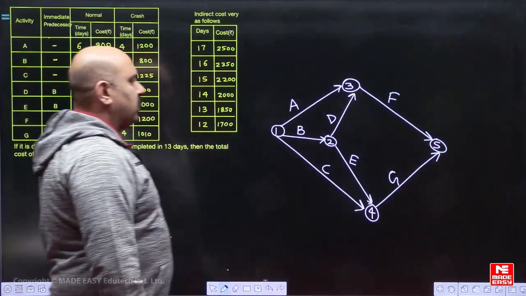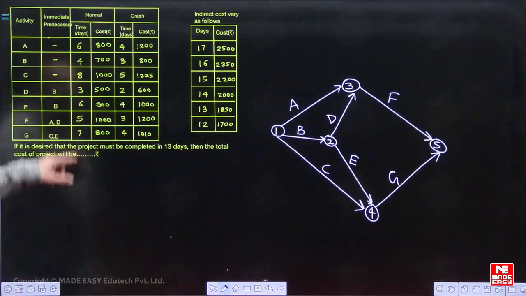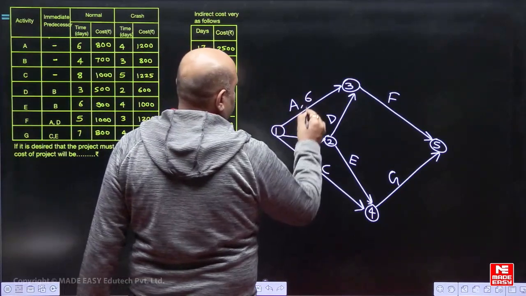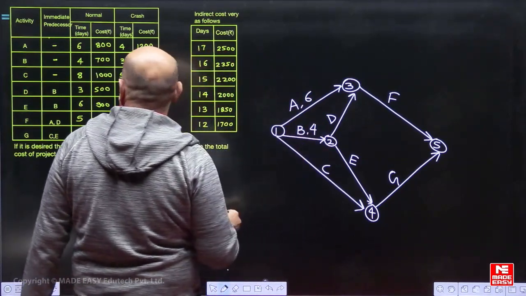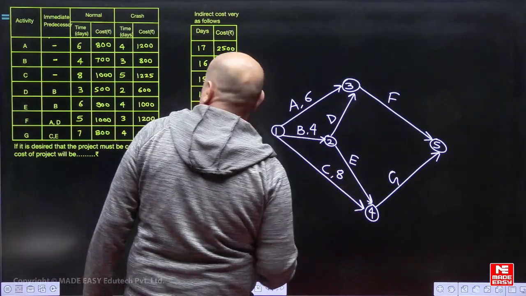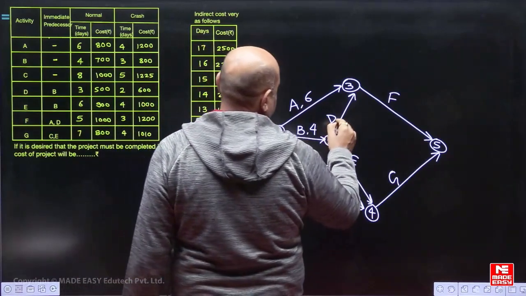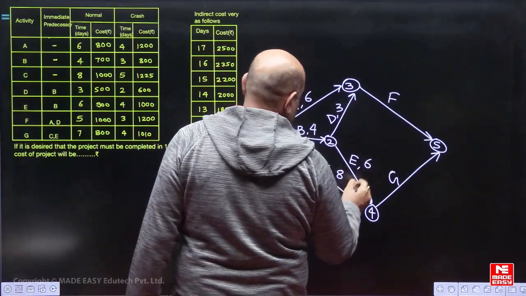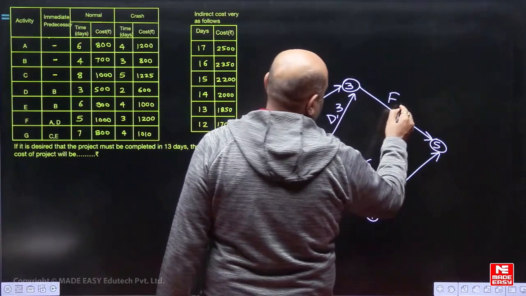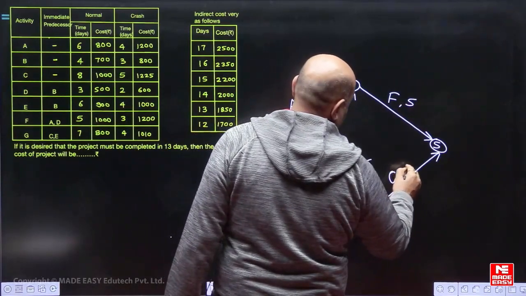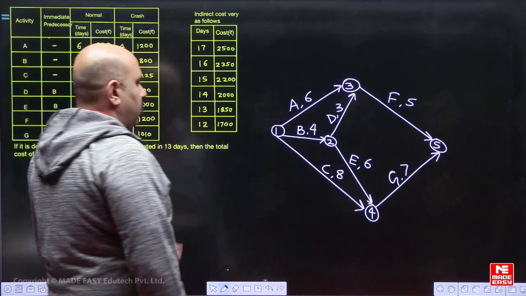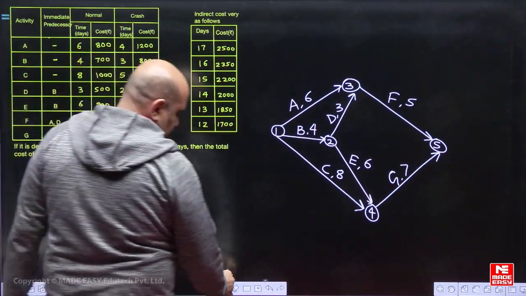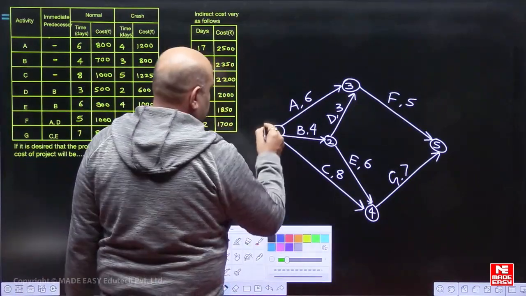Then, based upon the normal working condition, we'll put their time values: 6, 4, 8, 3, 6, 5, 7. Next, we have to find out the project duration, by forward and backward pass computation.